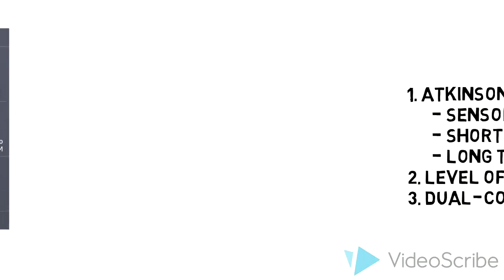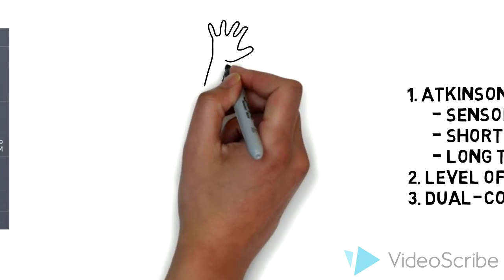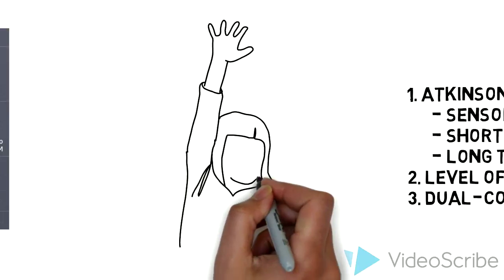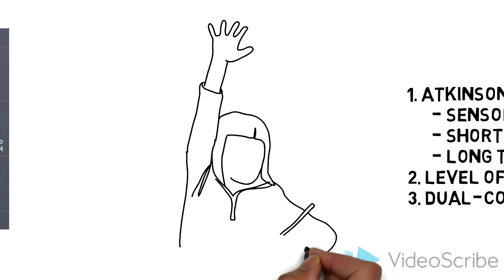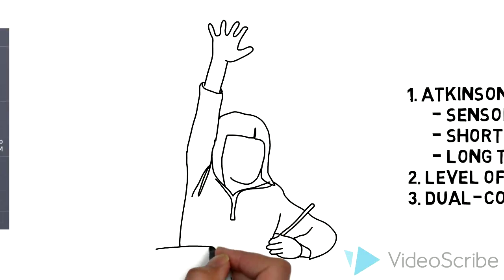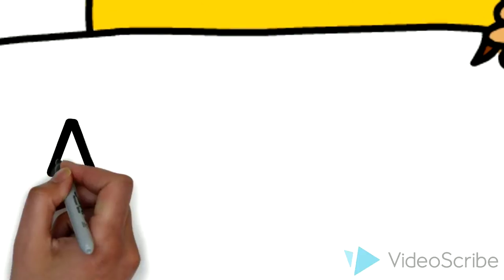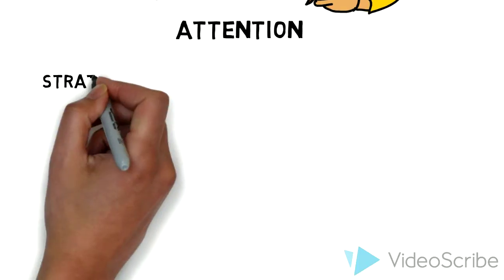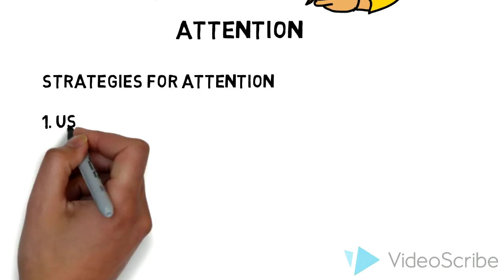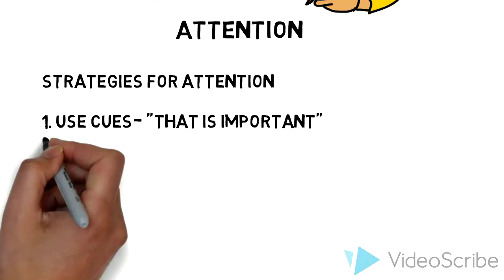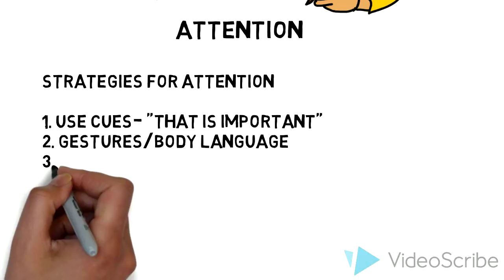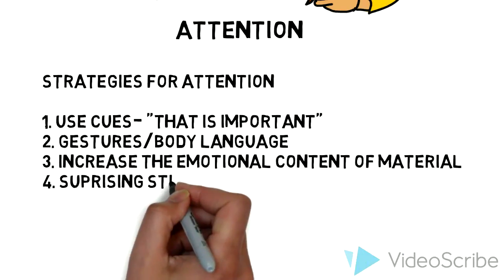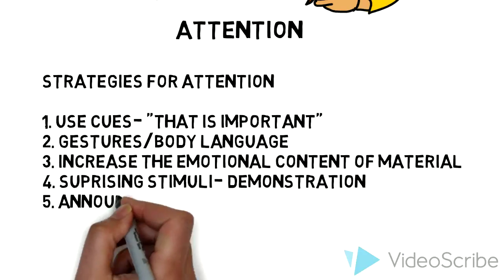In the sensory register, sensory information is received and held for no more than a couple of seconds. In order to hold the information longer, we need to pay more attention to it. Attention is a very limited resource. Thus, in order to gain attention from our students, we as teachers can use some strategies like cues, gestures and body language, increasing the emotional content of material, using surprising stimuli, and announcing important information.